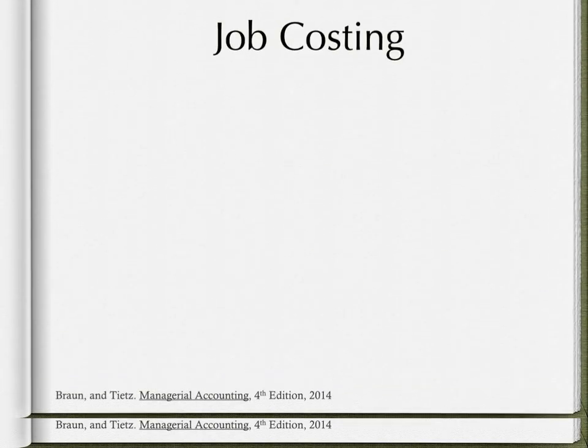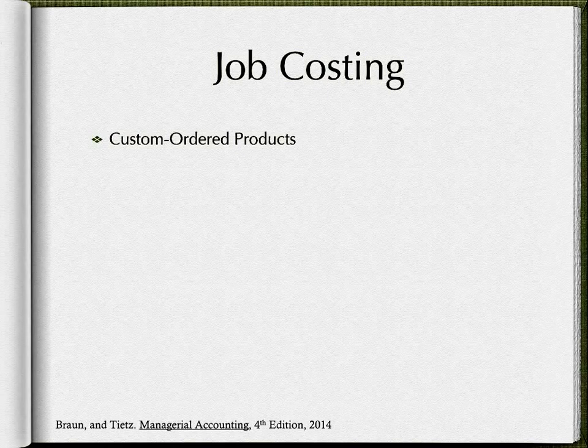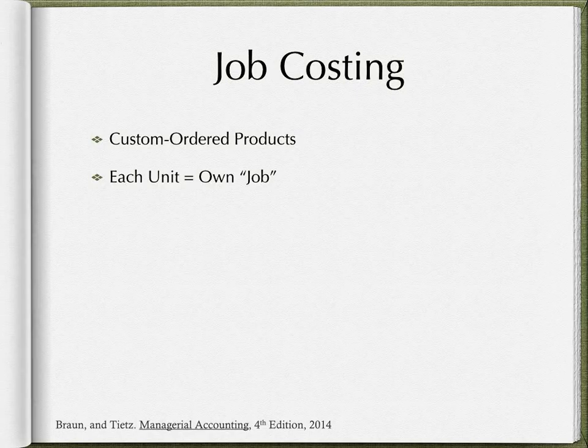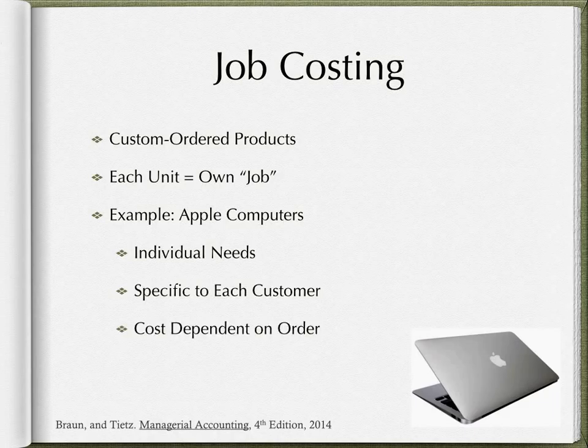On the other hand, job costing is used by companies that produce unique custom-ordered products and relatively small batches of different products. Job costing is based on individual jobs instead of all jobs as a whole. Therefore, each individual unit is its own job. We can use Apple computers as an example of this type of costing system. Through Apple, consumers can custom build their own computers to fit their individual needs. Because the computers are specific to each customer's need, their manufacturing costs also differ with each computer, depending on what the customer orders.